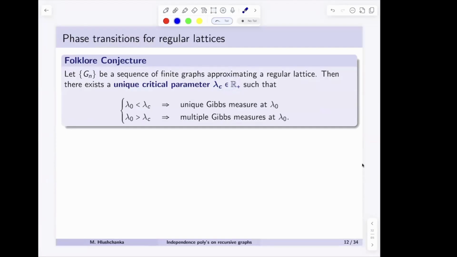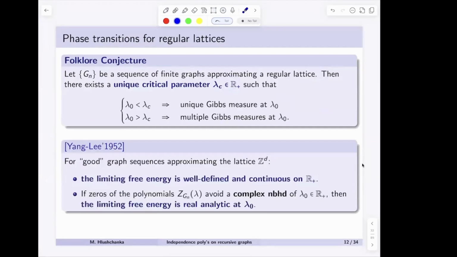However, I should warn that this is just a conjecture. In particular, even the monotonicity of this behavior of the Gibbs measures, as far as I understand, is not known in the general case for regular lattices in R^D.